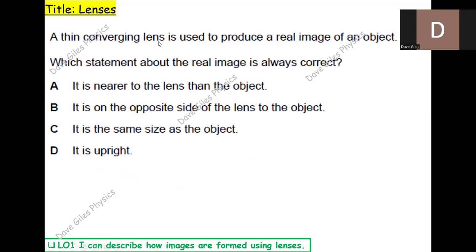So a thin converging lens is used to produce a real image of an object. Which statement about the real image is always correct? It's on the opposite side of the lens from the object.